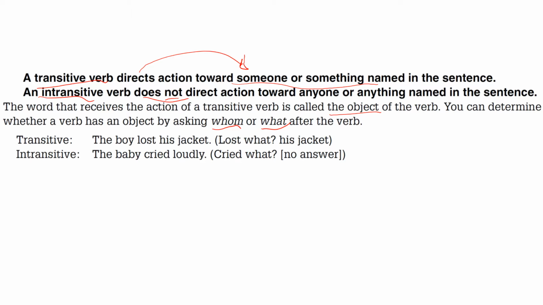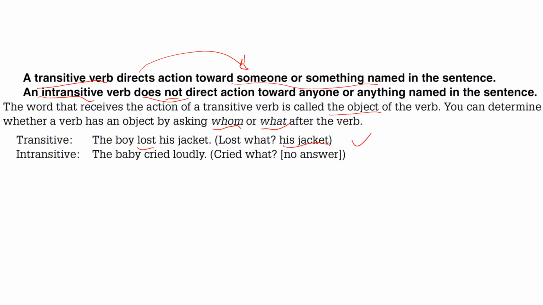Okay, here's an example. Transitive. The boy lost his jacket. Number one, what is the verb? The verb is lost. Okay, this is the first thing you have to do, to identify the verb. Then you ask yourself, lost what? If I have an answer, lost whom? Nothing. There is no answer for this, but lost what? His jacket is the answer. If I can answer it, then it is a transitive verb.